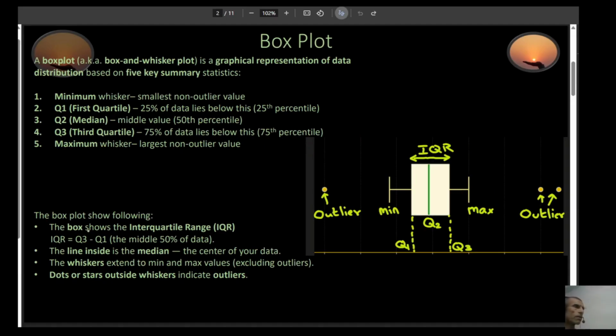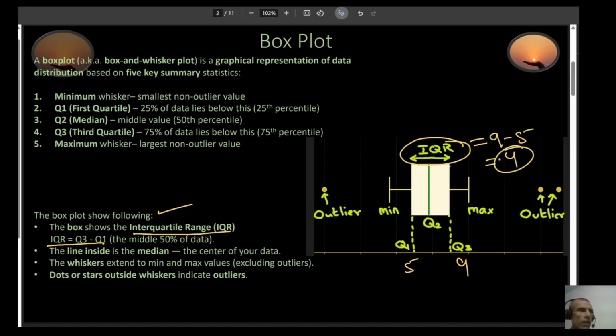Okay, the box plot shows the following. Interquartile range. That would be this right here. You can calculate your IQR using this formula, Q3 minus Q1. It is the range of values from here to here. So if your Q1, let's say, is 5 and your Q3, let's say, is 9, so your IQR is going to be equal to Q3 minus Q1, which would be 9 minus 5, and the answer comes out to be 4. In other words, 50% of your data is going to be lying in this range right here. This is where 50% of your data lies.